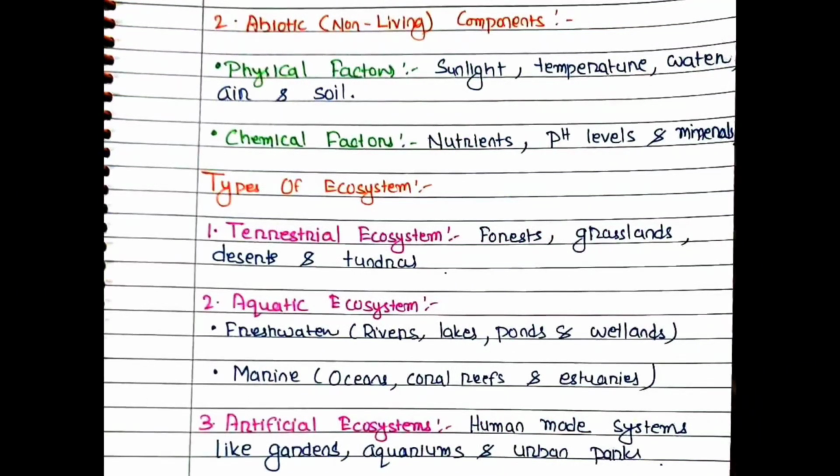Then comes the abiotic or non-living components, which is again divided into two parts. First is physical factors, that is the sunlight, the temperature, the water, air, soil. Organisms of the ecosystem depend on all of this to sustain life. Then comes the chemical factors, the nutrients, the pH levels, the minerals. All are the chemical factors of the ecosystem on which life depends. These are the abiotic components of the ecosystem.